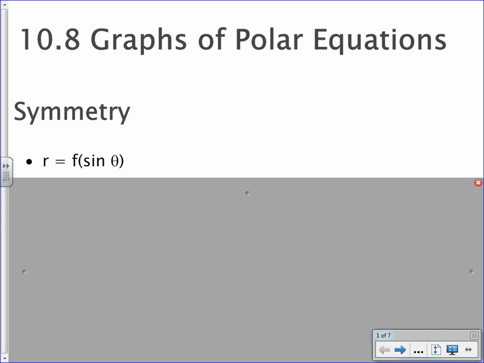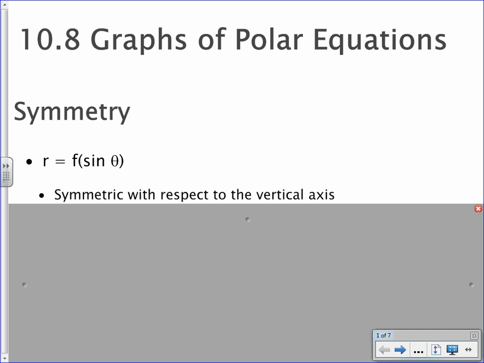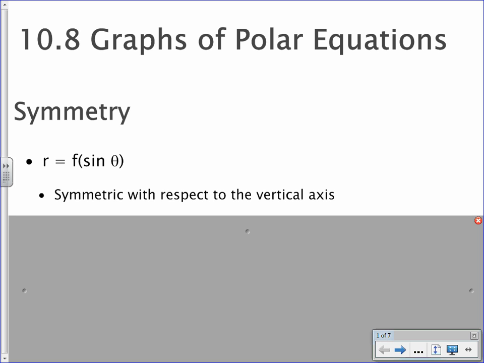These kinds of things work better if you participate. Agree or disagree? Agree? So vertical? Okay, sine we think of associated with y. Y is our vertical variable. Anytime you see a sine in your equation, you know you're going to have vertical symmetry.